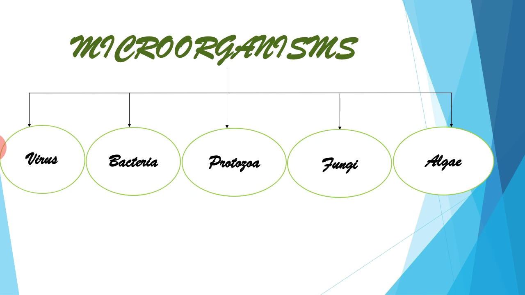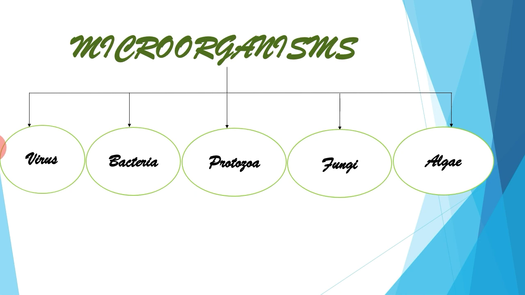They are virus, bacteria, protozoa, fungi and algae. Among these, everything is unicellular, but protozoa alone can be unicellular or multicellular. Unicellular organism means an organism made up of only one cell. Example, amoeba. Multicellular organism means an organism made up of more than one cell. Example, human.